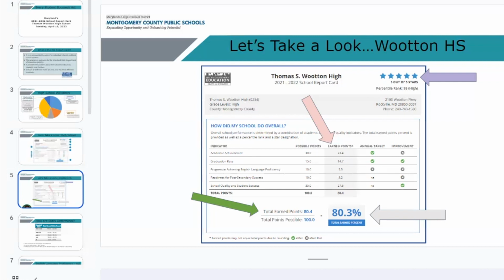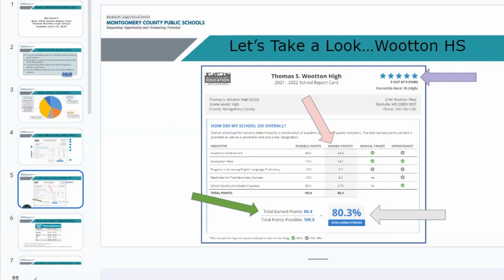And as I said before, the next thing I tend to look at is then I go right down to the bottom of the report to look at how the points equal the percentage if you can earn 100 points total. So for Wooten, the total points that we have earned in all of our indicators is 80.4 points out of a possible 100, and then that gives us a total percentage of 80.3%. And the five stars kind of correlate to that percentage earned. So those are the big picture numbers.